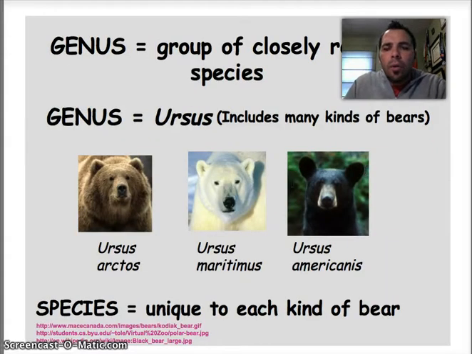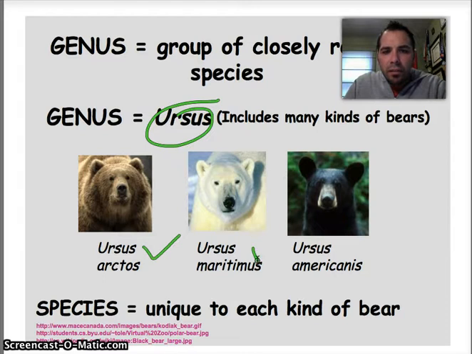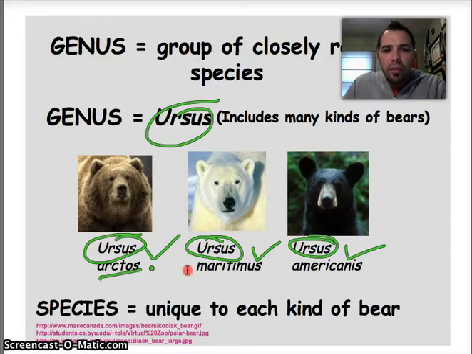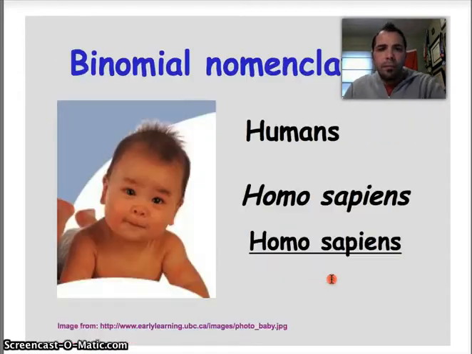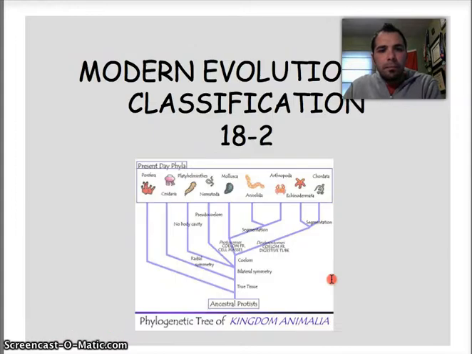Genus, a group of closely related species. For example, genus Ursus includes many kinds of bears. So we've got Ursus arctos, Ursus maritimus, Ursus americanus. They all share a similar genus, but different species. So it's unique to each kind of those bears. Humans, there's Homo sapiens. Modern evolutionary classification is what we're going to pick up later, but I just wanted to make sure that we got this. So again, if you have any questions, feel free to ask.